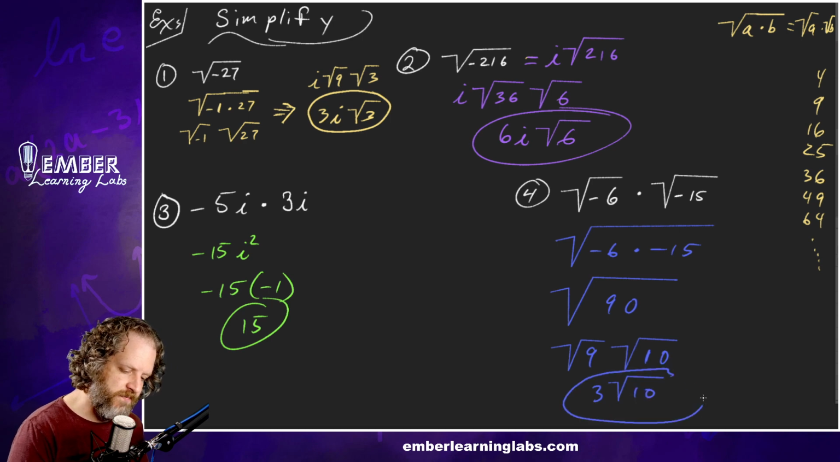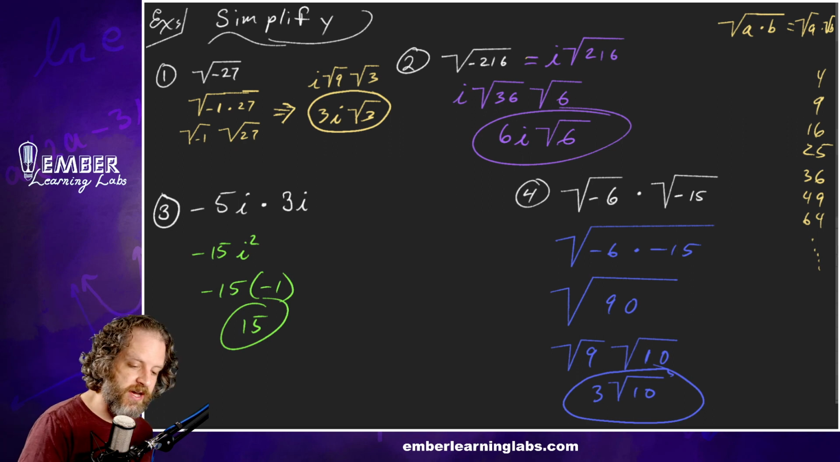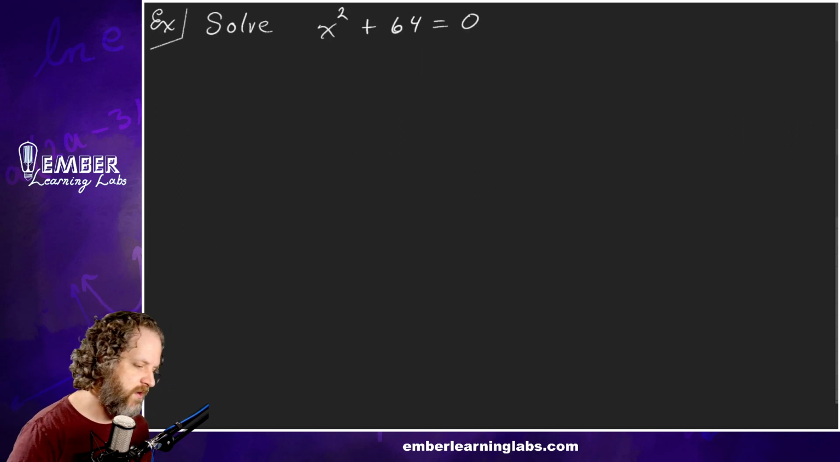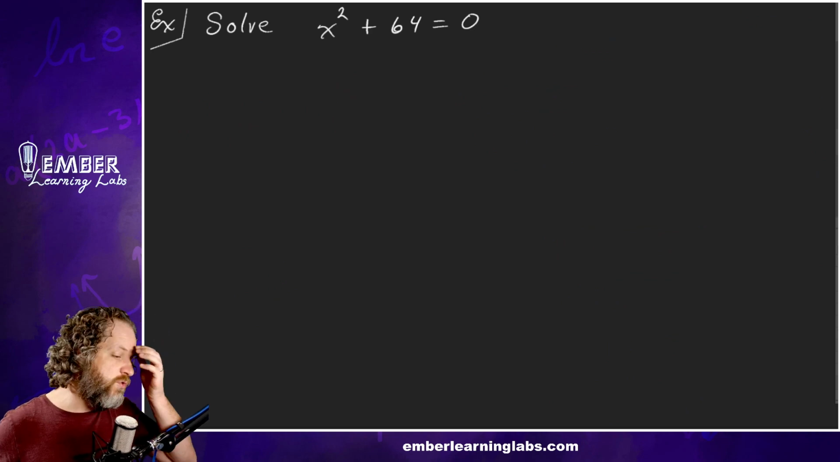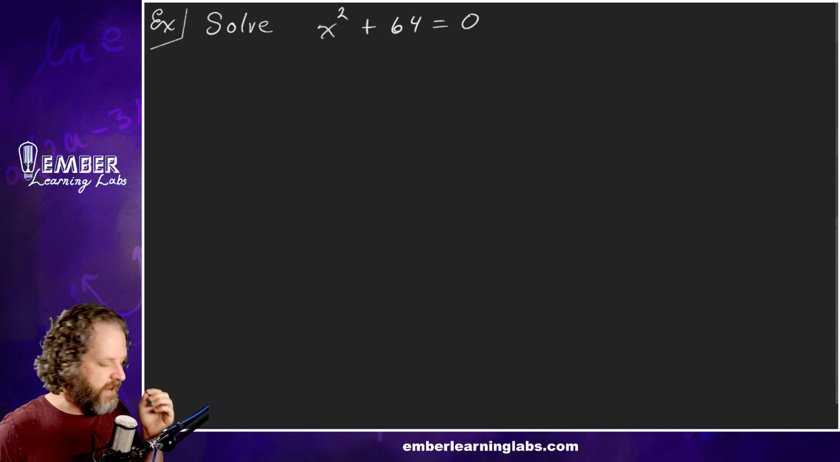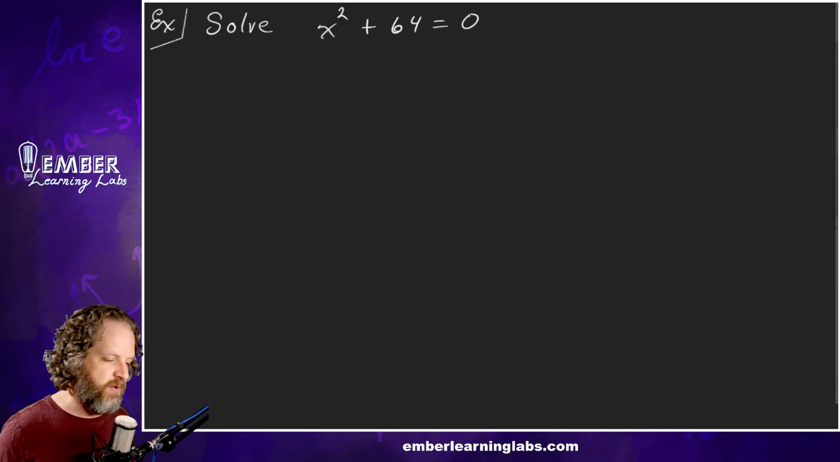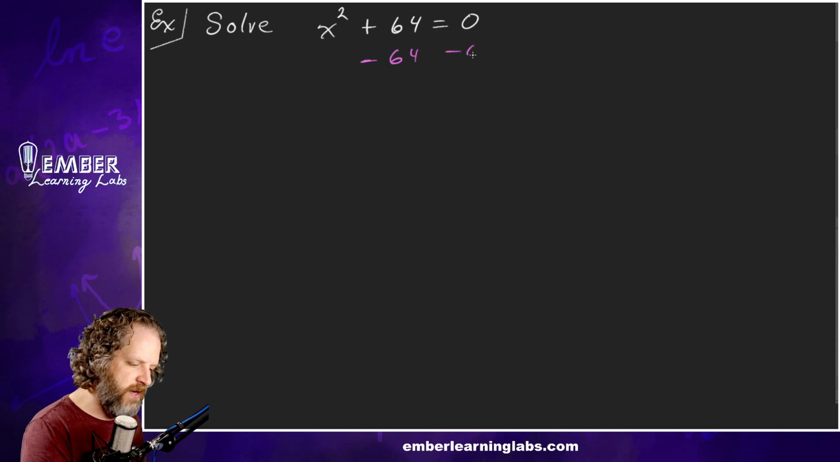So those are kind of fun. Let's do another type of thing that we might do with i's and such. All right, so this one we're going to solve. Now, I'm going to make a note that you could solve this by factoring, but we're going to solve this using the square root property. Okay, so we're going to solve for x first. So we're going to subtract 64 from both sides, -64.